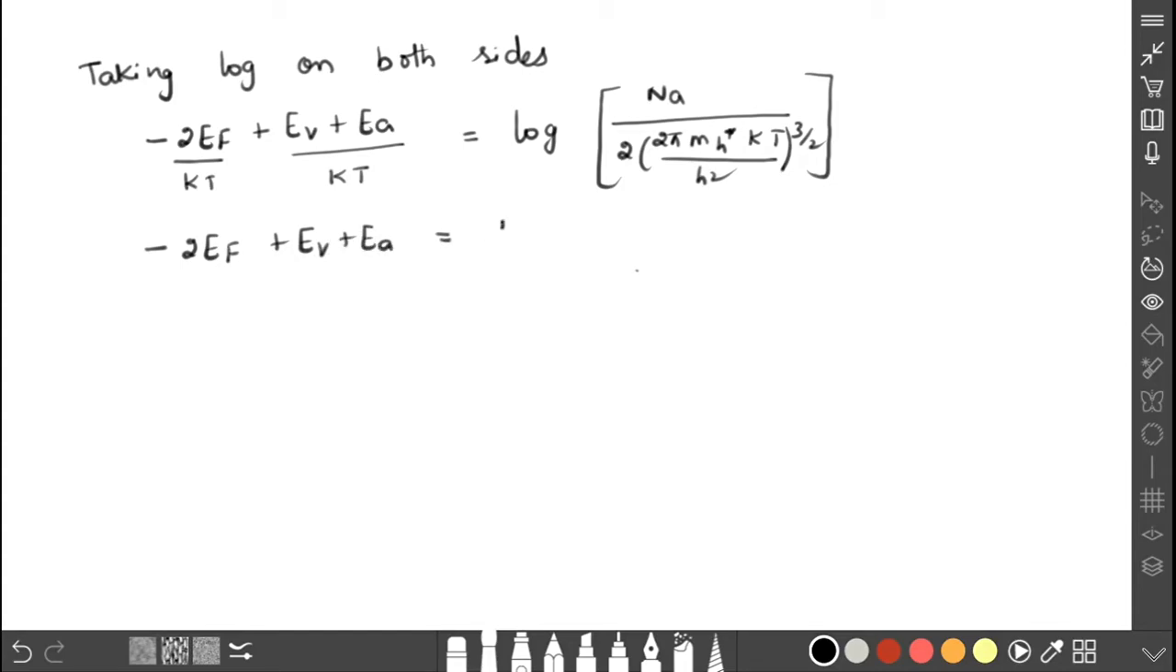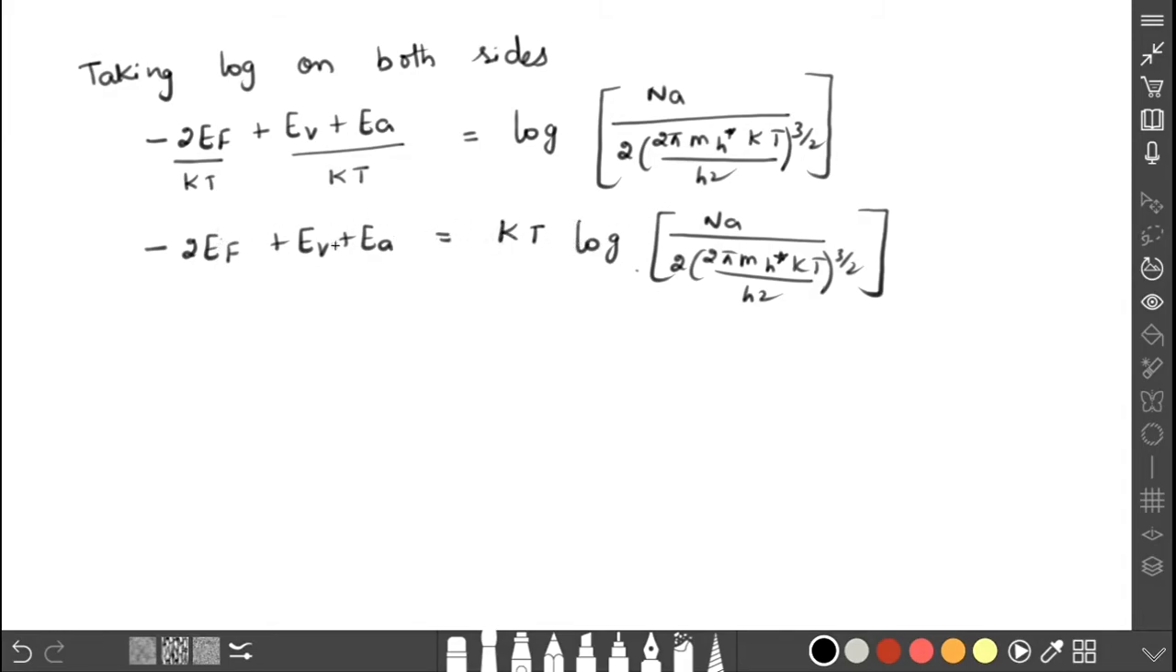This KT I am multiplying here, log of NA divided by 2 pi m h star KT divided by h square whole to the power of 3 by 2. Okay. Next step, you see minus 2EF is here. I need plus 2EF. So this term I am going to take to the after the equal sign, and then this term will come here.